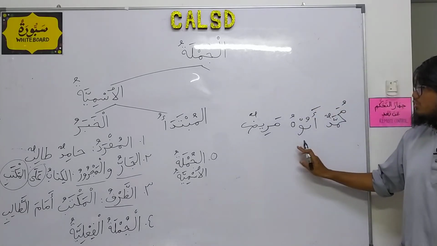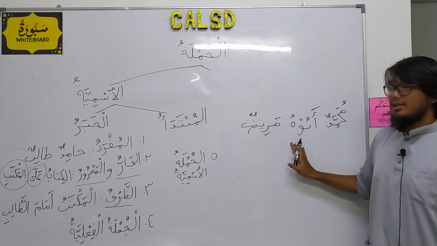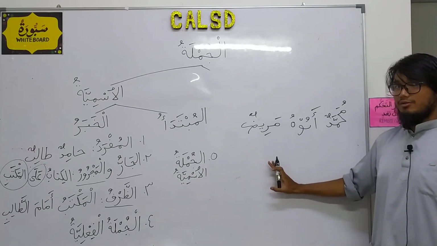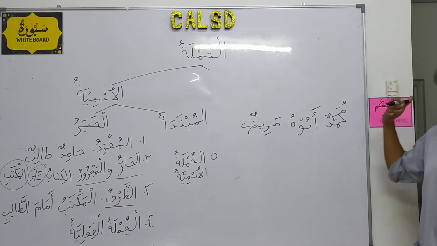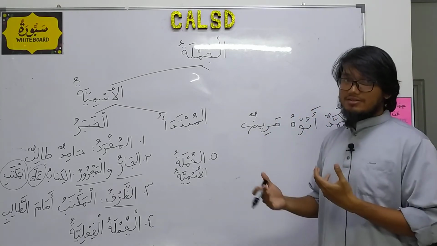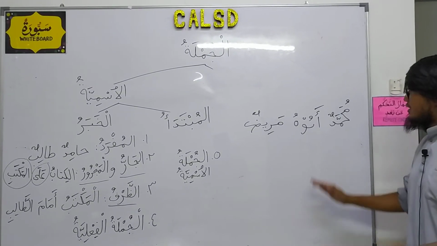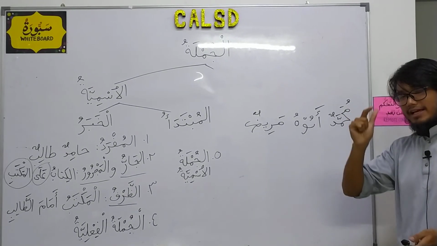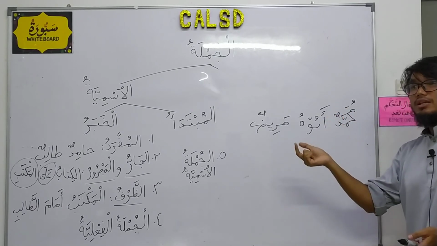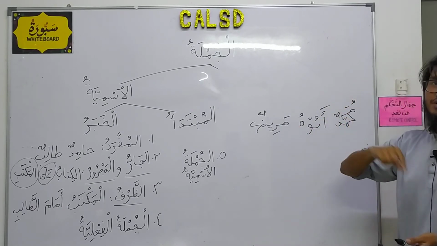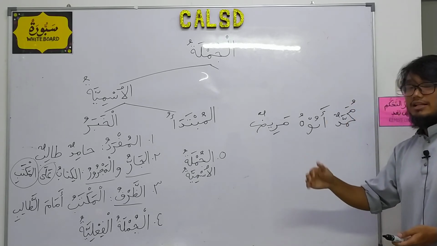Muhammadun abuhu maridun. Muhammad, his dad is sick. Basically, what it means. So when we see this, first we have to think: when we see a particular sentence or a jumlah, is it jumlah ismiyah or jumlah fi'liyah? How do we know? We see what the sentence starts with. If it starts with fa'al, then it's jumlah fi'liyah.